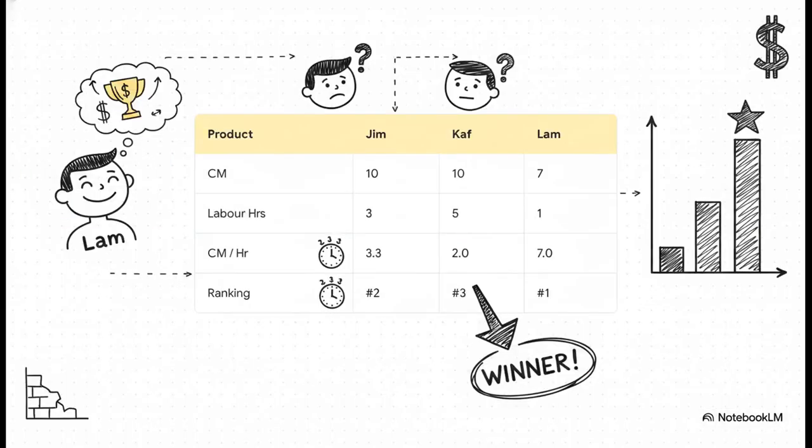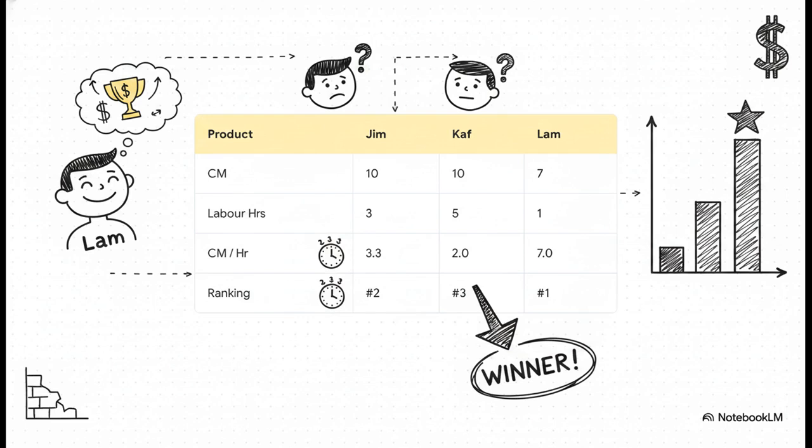And this brilliantly illustrates exactly why we have to do that math. We've got 3 products here: Jim, Calf, and Lamb. If you only look at the unit contribution margin, Jim and Calf look like the obvious winners, bringing in $10 each, while Lamb only brings in $7. But wait, we have a limiting factor: labor hours. Jim takes 3 hours, Calf takes a massive 5 hours, but Lamb only takes 1 hour.